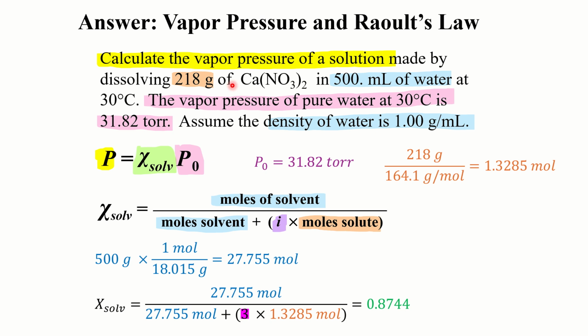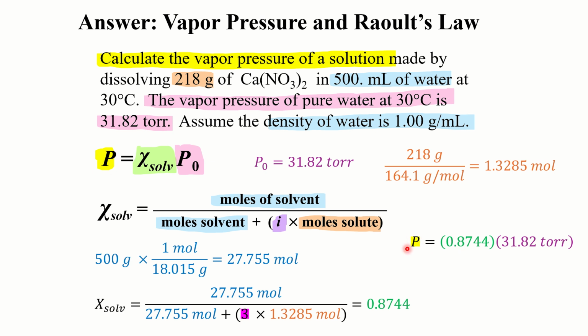If we look at our compound, it's calcium nitrate. If calcium nitrate dissolves in water, you would see 3 ions form: 1 calcium 2 plus ion and 2 nitrate ions, for a total of 3. So the van 't Hoff factor here is 3. So that gets plugged in right here. This gives us a mole fraction of 0.8744. And so then our final step is to solve for the vapor pressure of the solution.